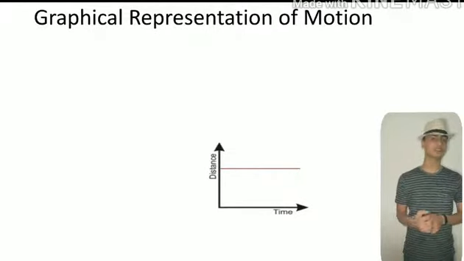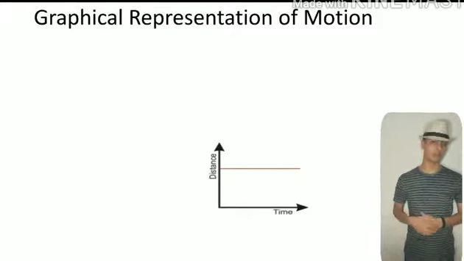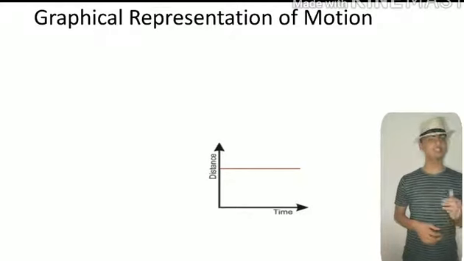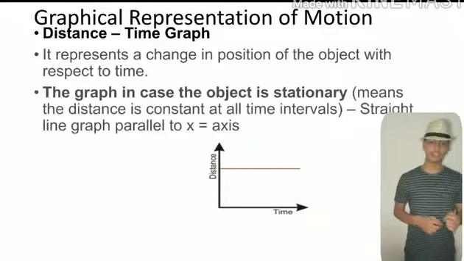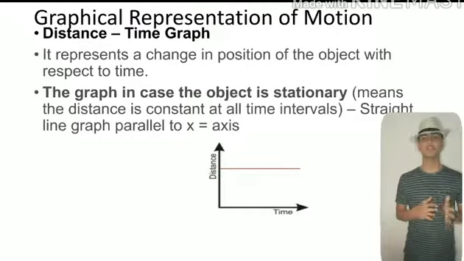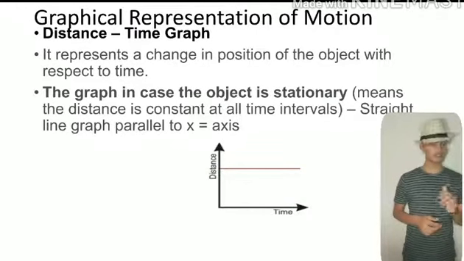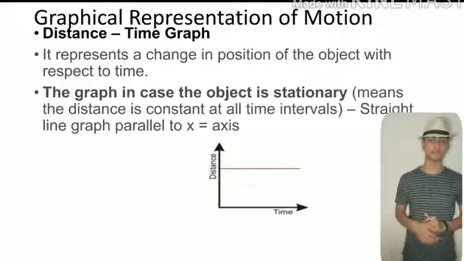Now let us know the graphical representations of motion, first the distance-time graph. It represents the change in position of the object with respect to time. The graph in the case of a stationary object, which means the distance is constant at all time intervals, is a straight line parallel to the x-axis. You can clearly see it in the figure.